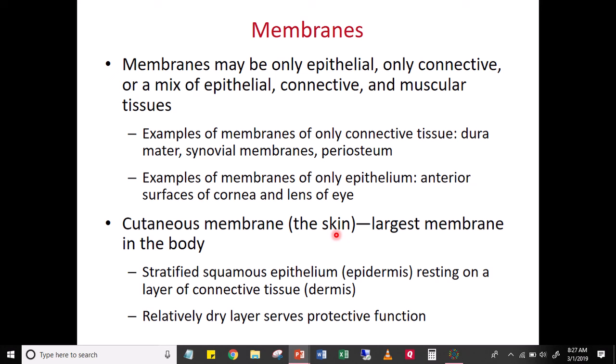Our skin has multiple layers to it. We have stratified squamous epithelium in the epidermis, and then that connective tissue underneath is going to be dense, irregular connective tissue making up the dermis of our skin.